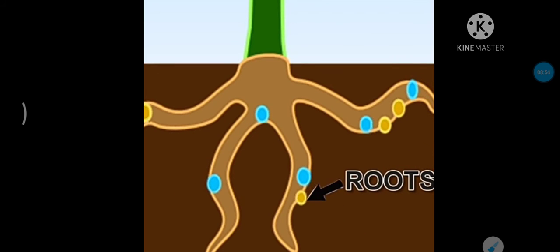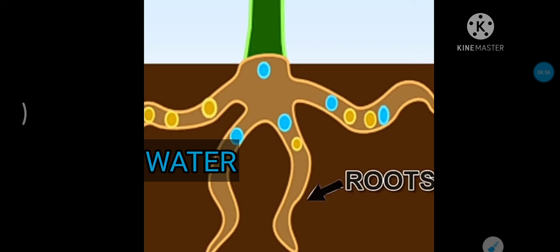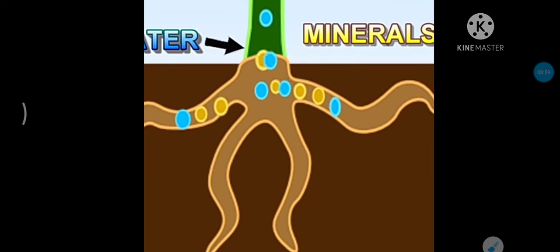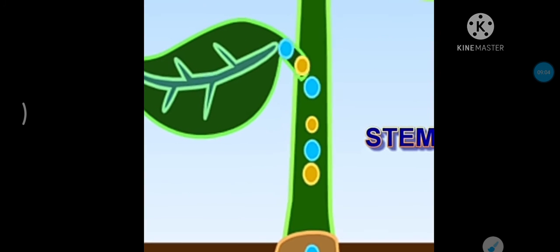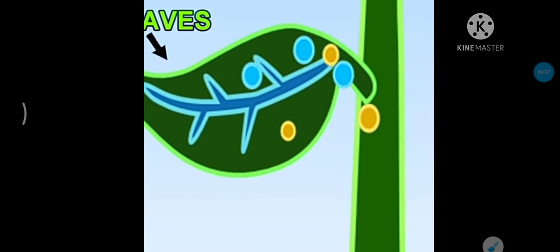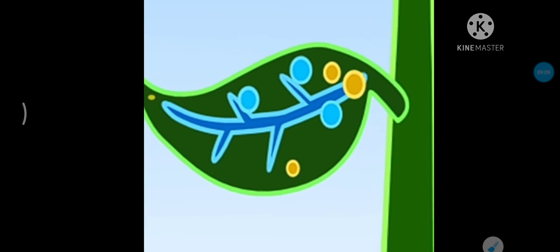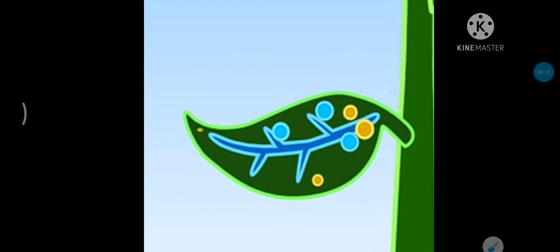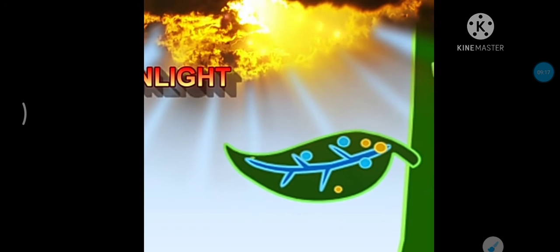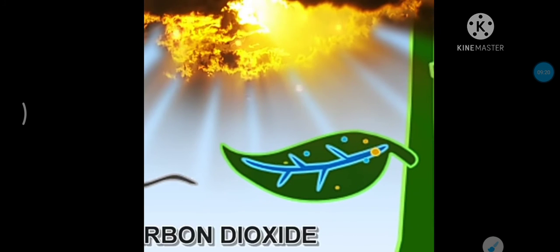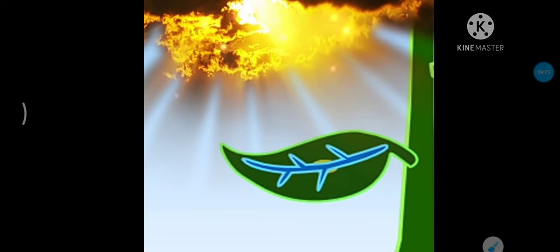See how roots take water in and minerals, which goes through the veins to the stem and the leaves. So once the leaf get the water and the minerals, it traps the sunlight. And in the presence of the sunlight and carbon dioxide, it prepares its food. What is the name of the food? Glucose. Plants prepare glucose. Okay, children?